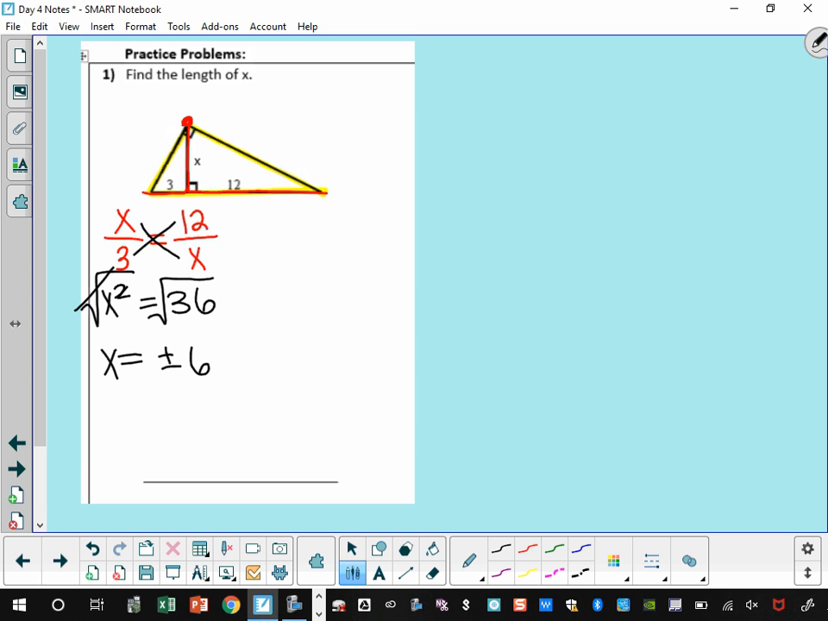Now, when you're taking measurements, can you ever have a negative measurement? If I measure this floor, will I say it's negative 36 inches? No. So technically our answer is plus or minus, but I don't need negative measurements, so I'm going to keep the positive one. So your answer is x equals 6. Any questions there? All right, let's look at number 2.